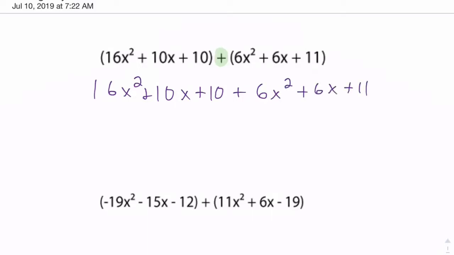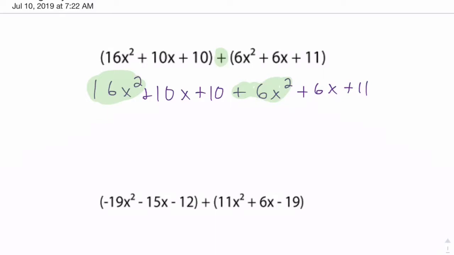Our next step is to locate what our like terms are. Like term is the same variable with the same exponent. So to start, I have 16x squared. Okay, the x squared is what I'm looking for. And I have 6x squared. I'm taking the sign in front of the term here. So it's positive 16x squared and positive 6x squared.